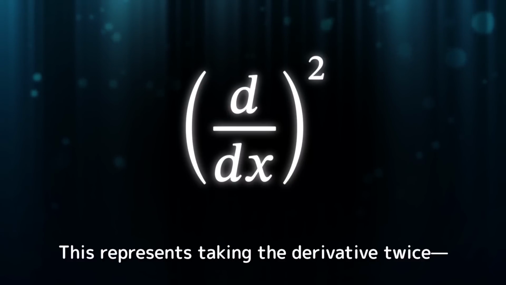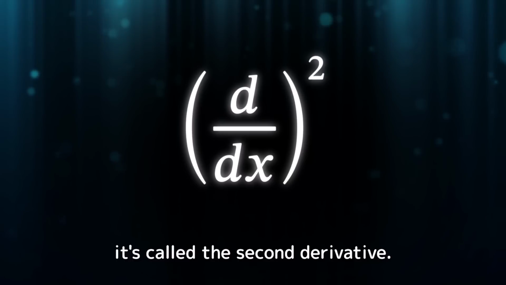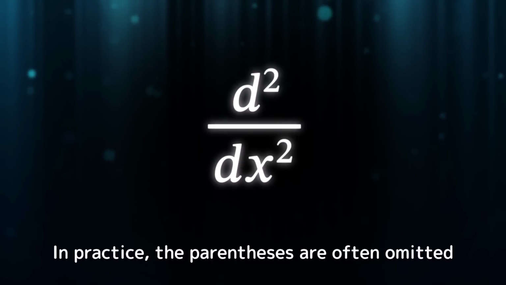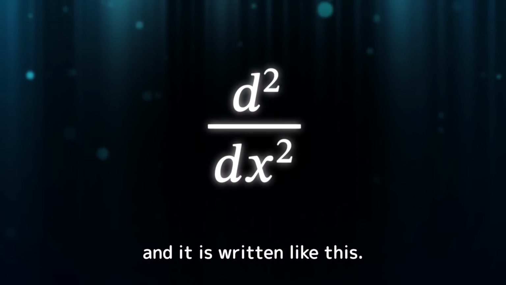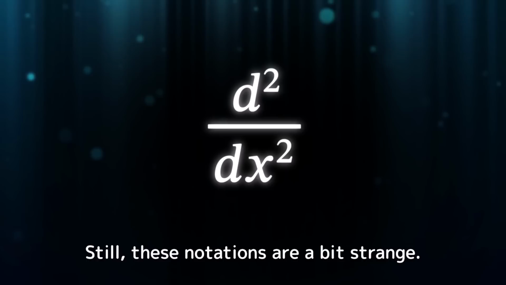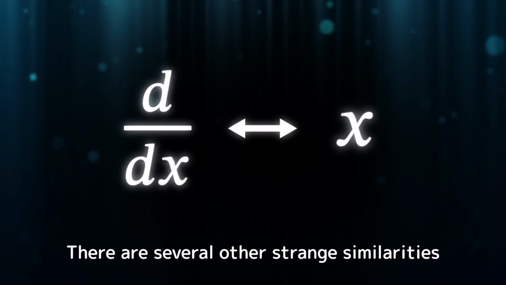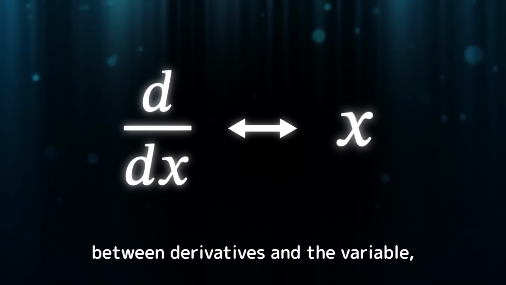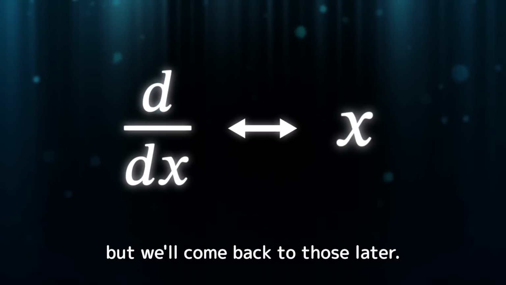This represents taking the derivative twice. It's called the second derivative. In practice, the parentheses are often omitted, and it's written like this. Still, these notations are a bit strange. There are several other strange similarities between derivatives and the variable, but we'll come back to those later.